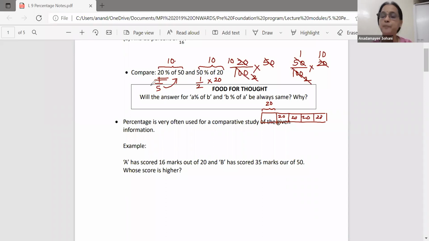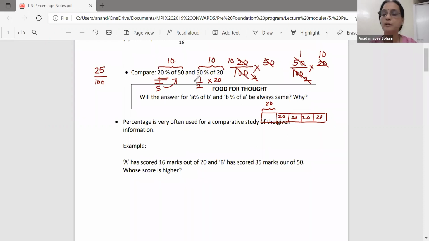So as we convert fractions into percentages, we can also convert percent into fractions and quickly get the answer. 20% of something is nothing but 1/5 of it. 25% of something is nothing but 1/4 of it.